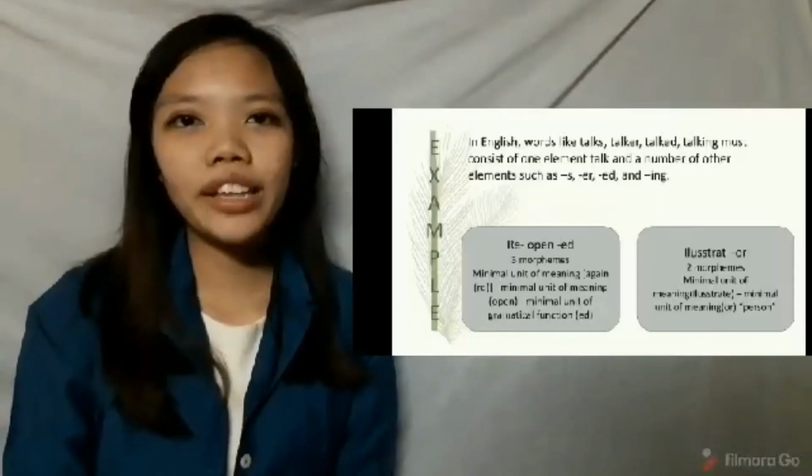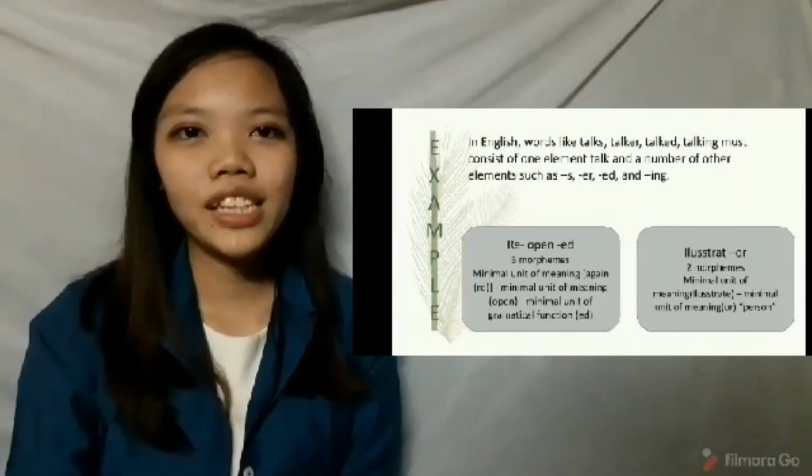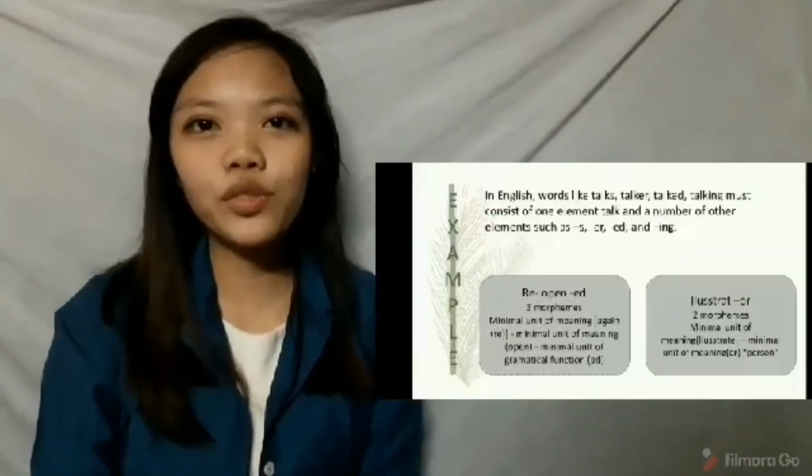The word reopened is composed of 3 morphemes, just like the word unbreakable and unreadable, while the word illustrator is composed of 2 morphemes, just like boyish, and many other words. There are also words that are composed of 4 or 5 morphemes. Now, let's get to know the 2 types of morphemes, the free morpheme and the bound morpheme.